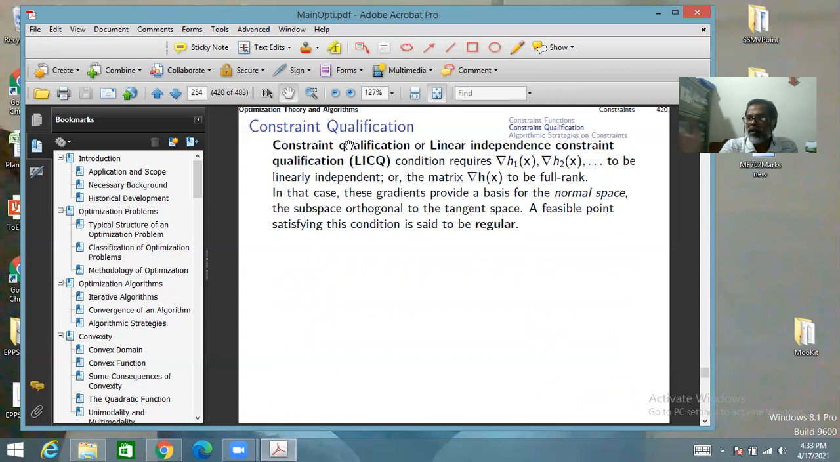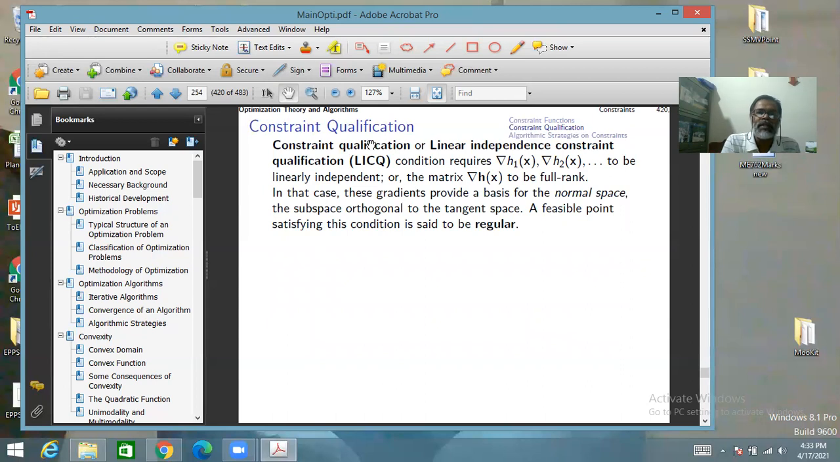So the way you call your friend as Pawan, and his full name is Pawan Kumar Sharma. So this is Pawan and this is Pawan Kumar Sharma. So the full name is linear independence constraint qualification condition. Sometimes it is said as LICQ. The way your friend can be abbreviated as PKS. But for continuous discussion, we can use Pawan.